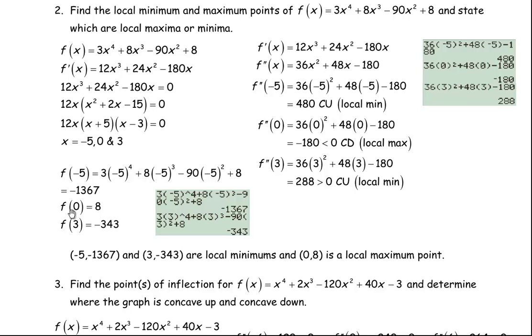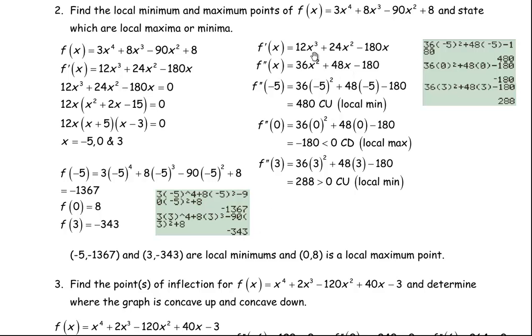F of 0, I didn't bother showing the graphing calculator. That's a pretty simple one to do, because when you put 0 in here and here and here, this is all 0. And so you just get 8. And then we put 3 in, and this is what the calculation looks like. You get negative 343. So I'm going to use the second derivative to determine which are local minimum or maximum just by looking at the concavity.